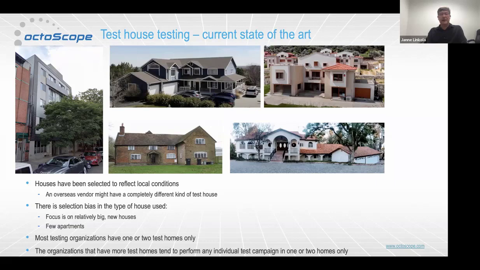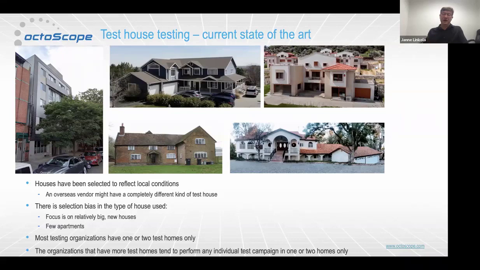So if our argument surrounding the test house testing is that we want to test our products in sort of typical environments, then these are not typical environments at all in where our products are really going to be used. There are very few apartments, for example, that people use, but people live a lot in apartments, especially in cities.